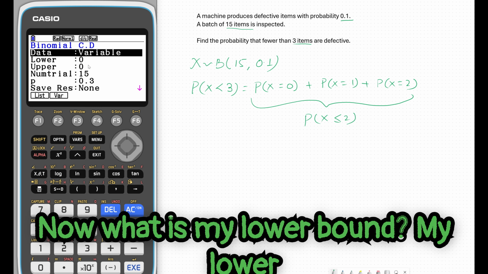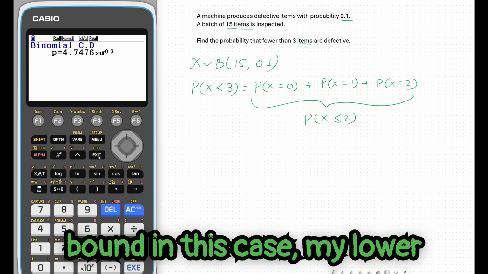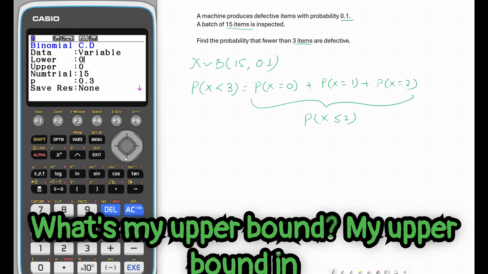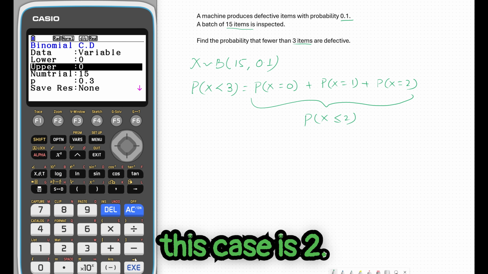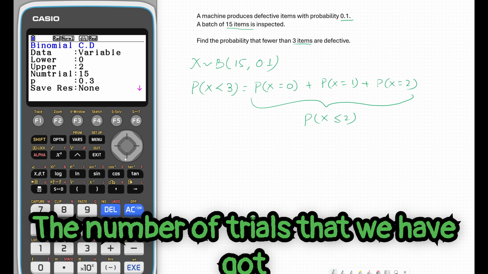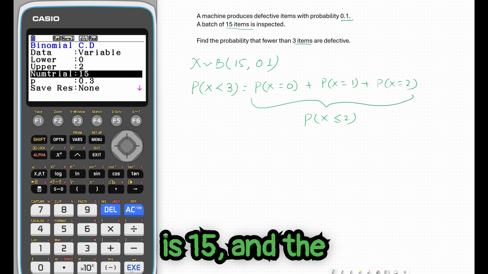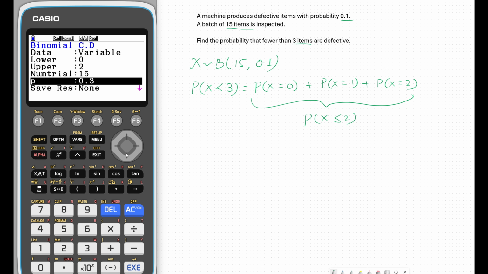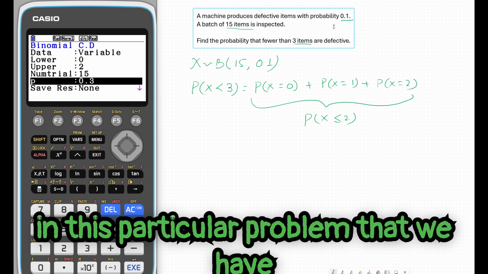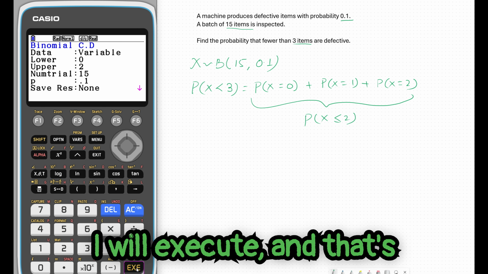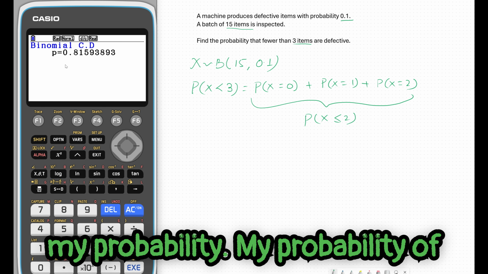Here we have to select our data as variable. Now, what is my lower bound? My lower bound in this case is 0. What's my upper bound? My upper bound in this case is 2. The number of trials is 15, and the probability of success in this particular problem is 0.1. Then I will execute, and that's my probability.